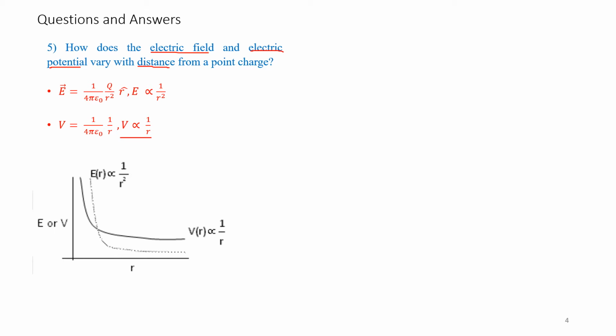And graphically, if we write R on the x-axis and V or E on the y-axis, we will see that E is inversely proportional to R square. This is the variation of E. This dotted line graph is inversely proportional to R square. Whereas V, this graph, the dark line, is the variation of V with R. Both intersect at some point. This you please remember: E is inversely proportional to R square, V is inversely proportional to R.